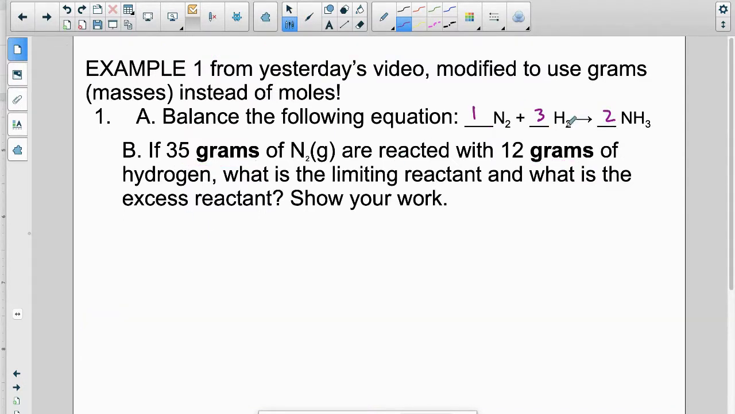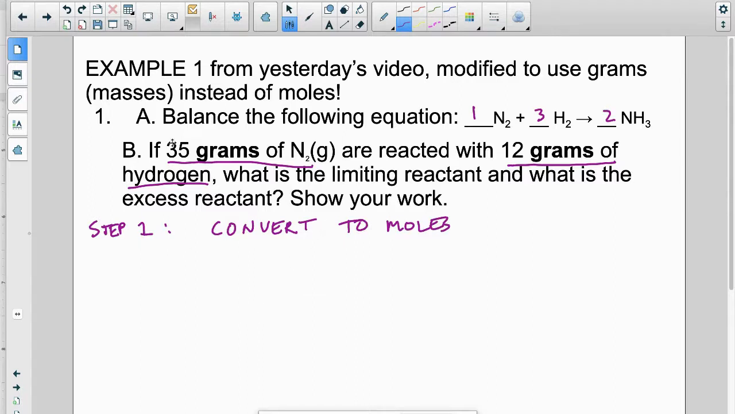All right, so here's our reaction again. Part B says if 35 grams of N2 are reacted with 12 grams of hydrogen, what is the limiting reactant and what is the excess reactant? Show your work. So step 1 is to convert to moles, because we need to put our moles into our BCA table and fill that out.